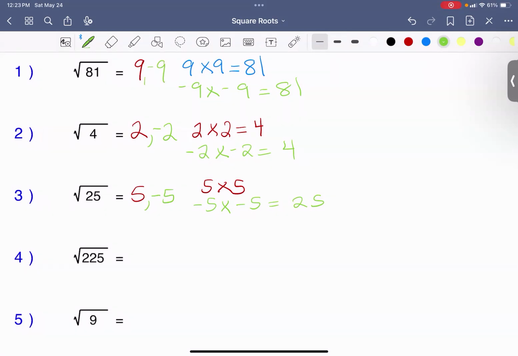In this video, I'm only going to be showing you the positive roots, but please know that every square root of a positive number has a positive and a negative root.